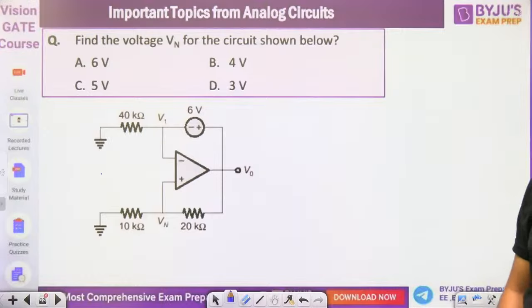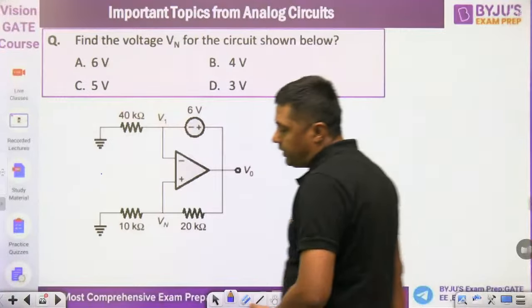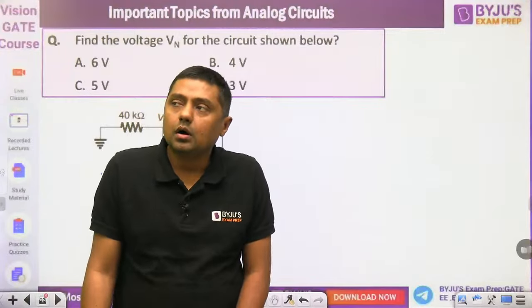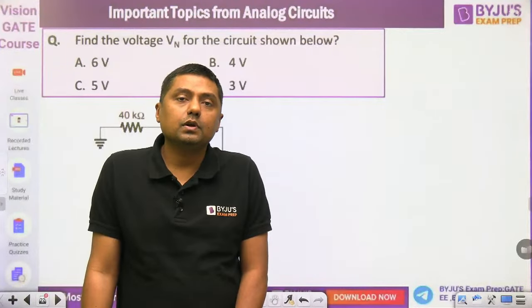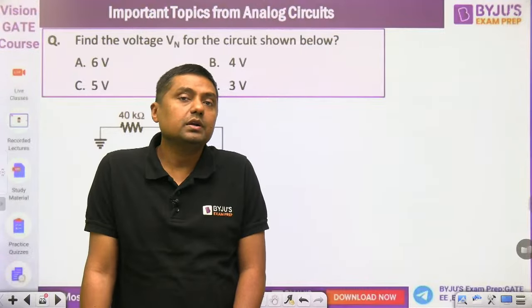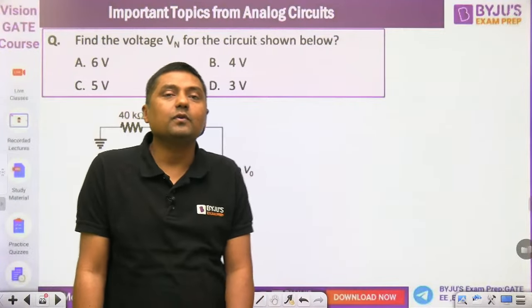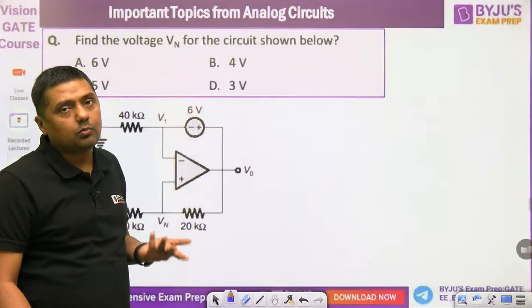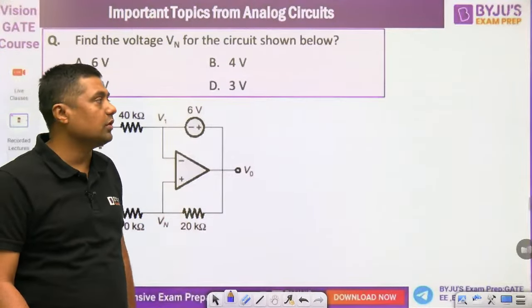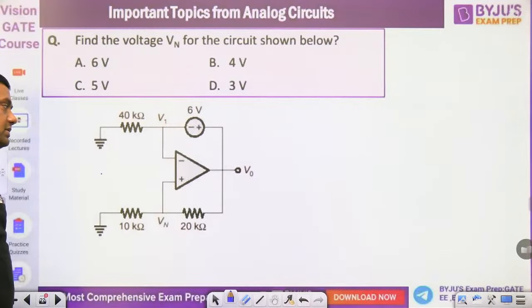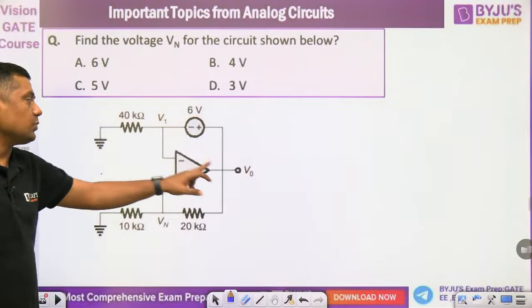Who told you that when the input is connected to the negative side, the feedback depends upon the input? The feedback depends upon the output, not on the input. You have to check which feedback is dominant. If the input is connected to the non-inverting terminal or the inverting terminal, what about the feedback? Feedback is always because of V0 that is fed back. In this case, there are two feedbacks: negative feedback as well as positive feedback.